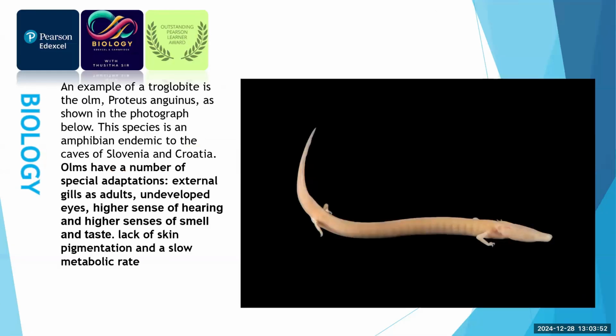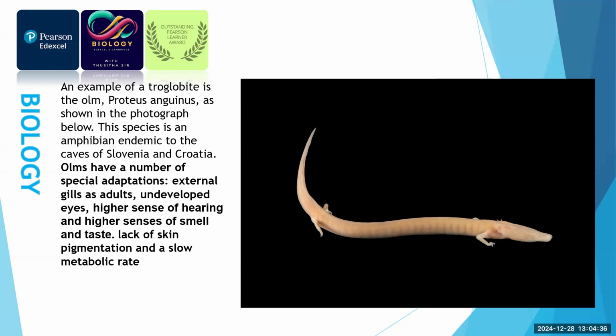Now, next question. An example of troglobites is the olm, Proteus anguinus. Proteus is the genus and anguinus is the species, as shown in the photograph below. The species is an amphibian endemic to the caves of Slovenia and Croatia. Olms have a number of special adaptations: external gills as adults, underdeveloped eyes, a higher sense of hearing, smell and taste, lack of skin pigmentation, and a slow metabolic rate. These are some of the adaptations, and you can see there are 3 types.